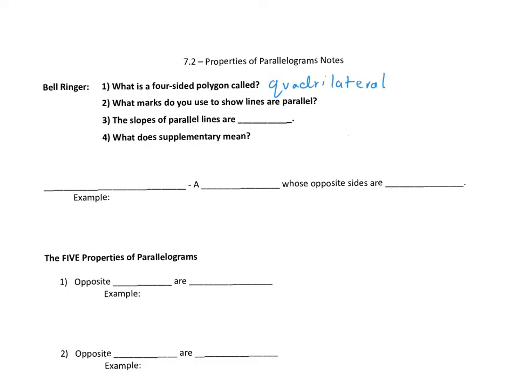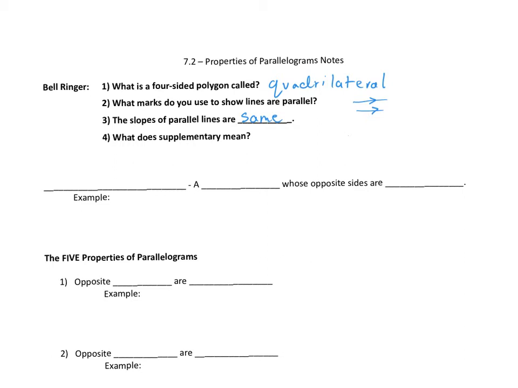Number two, what marks do you use to show lines are parallel? Those look like this. They're little arrows next to each other and they point the same way. Number three, the slopes of parallel lines are the same. If they are parallel, they have to have the same slope.